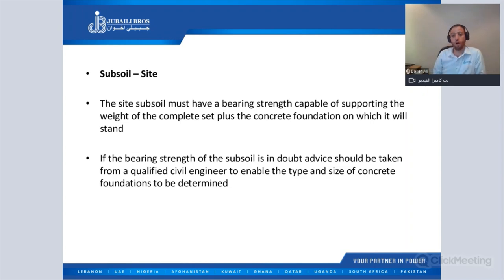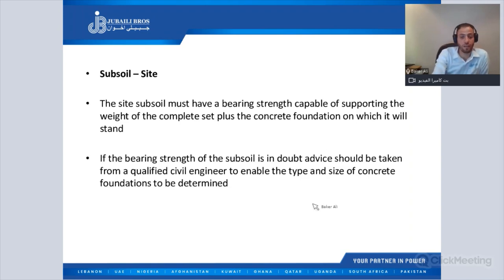So before installing the generator inside the room and before making the foundation, the most important point is to check the subsoil at the site. At the generator room, we have to check this subsoil. The site subsoil must have a bearing strength capable of supporting the weight of the complete unit plus the concrete foundation on which it will stand. So we have to check the subsoil under the generator.